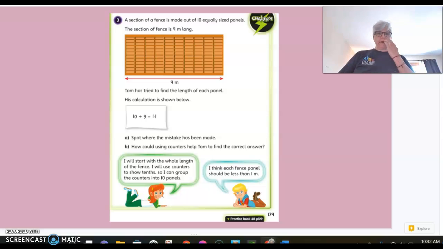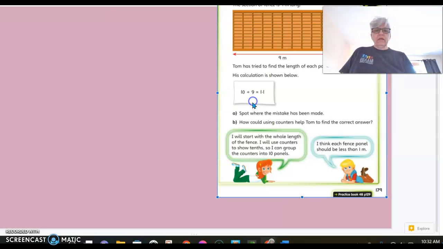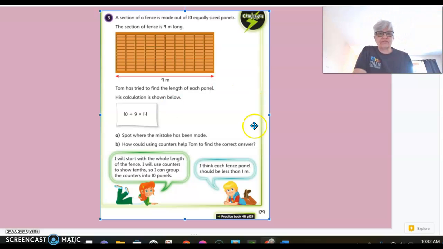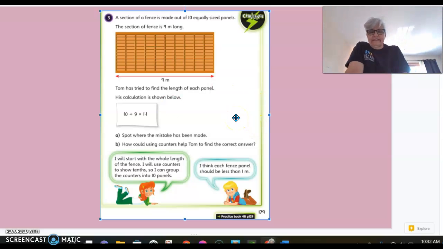All right, now we are at the challenge. A section of fence is made into 10 equally sized panels. The section of fence is 9 meters long. Tom has to try to find the length of each panel. His calculation is shown below. 10 divided by 9 equals 1.1. Your job is to spot where the mistake has been made. How could using counters help Tom to find the correct answer?